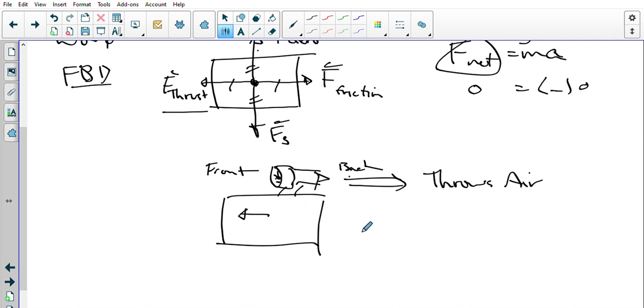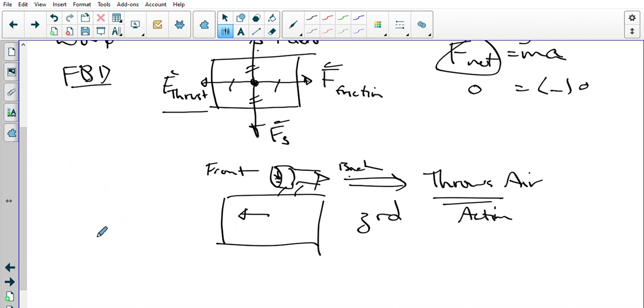This is Newton's third law: for every action, there is an equal and opposite reaction. So this would be the action part. The jet engine is throwing the air backwards, and the reaction part is the plane moving forwards.